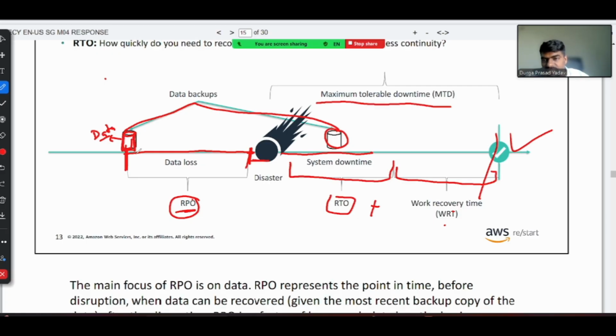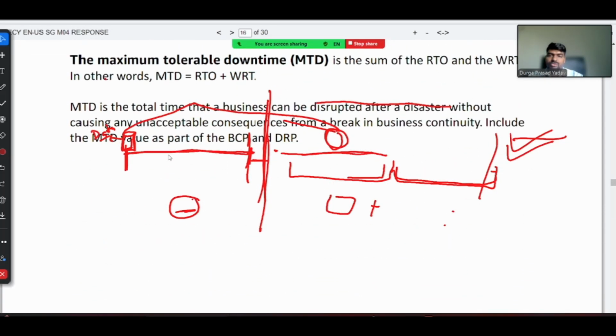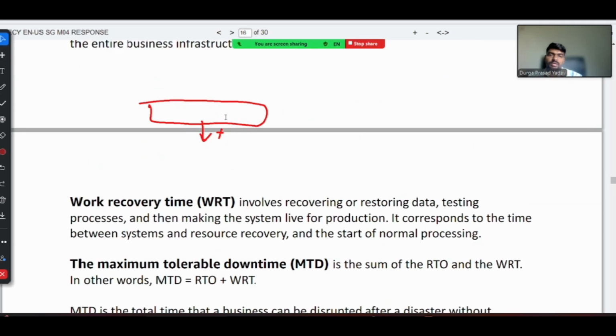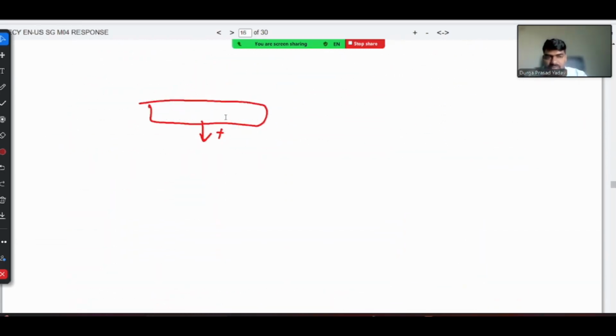Here your data was there, here you lost the data. Then the disaster came, and because of this disaster you don't have data here. Your system is in downtime, you started recovering your data, and it takes some time, and here you confirm that you have recovered everything, and from here it will continue. So maximum tolerable downtime is equal to RTO plus WRT. This is the formula that has been given: MTD, maximum tolerable downtime, is equal to RTO, recovery time objective, plus WRT, work recovery time, right?